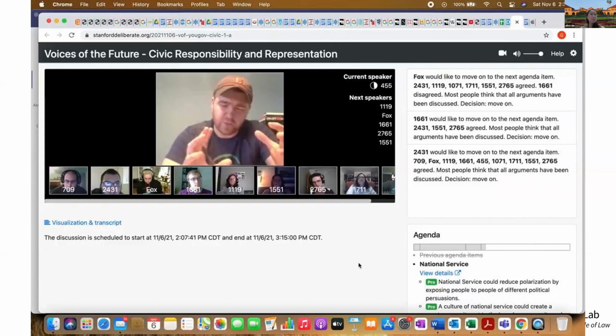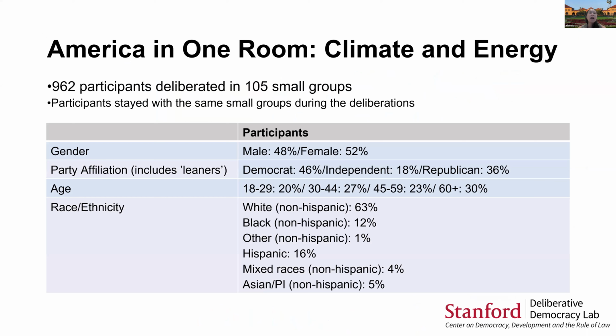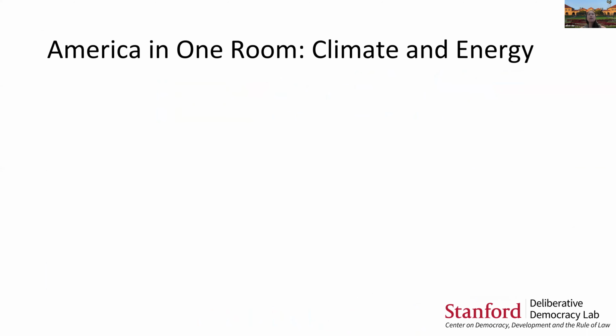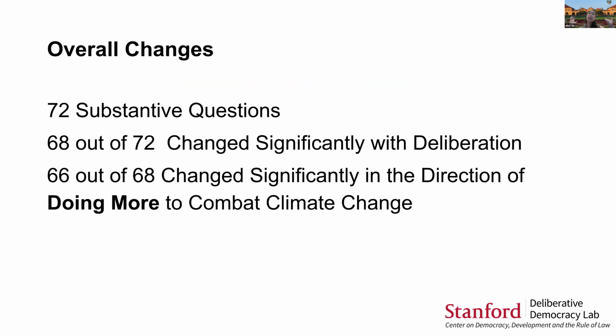And in the remaining couple of minutes I just wanted to share with you very quickly an example. So in the next slide, we had a project called America in One Room, Climate and Energy, over 1,000 people, close to 1,000 people deliberating together. I'm going to speed through. You can keep going through the slides. And some of the results you'll see in the next couple of slides. It shows that there have been significant deliberation and significant changes in opinion.